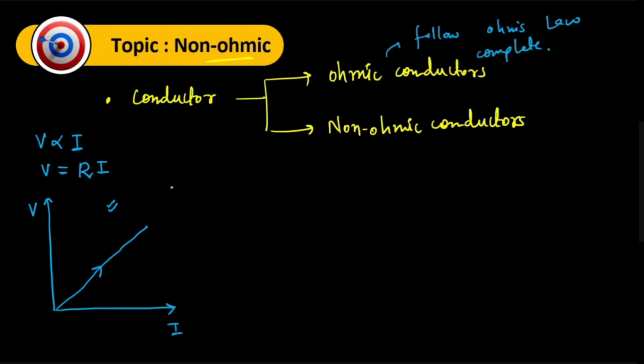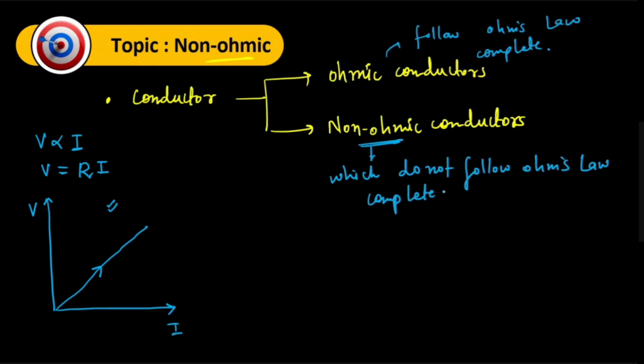And those conductors whose VI characteristic curve doesn't look like this are something called non-ohmic conductors, which do not follow Ohm's law completely. They do follow to some extent, but not completely. But ohmic conductors are something which follow completely, like 100% of Ohm's law. So this is how we categorize different types of conductors on the basis of Ohm's law.